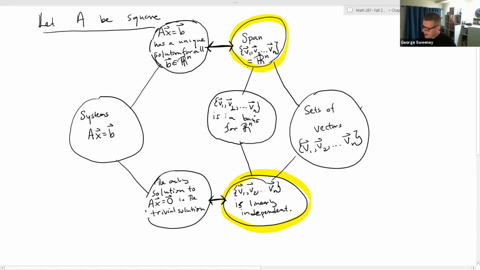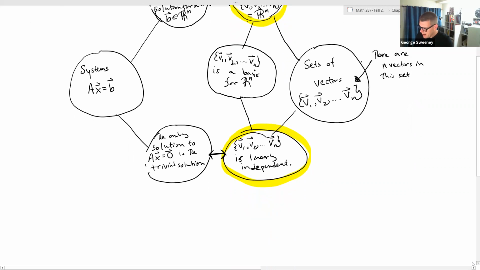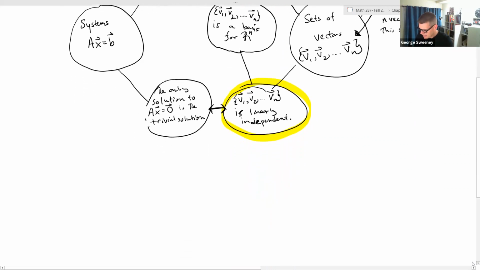I should add a little piece of information just in case it's not clear: there are n vectors in the set, hence the V1 through Vn. There are n vectors in this set, and that's actually, if you remember, really important. So now I've got another idea that I'm going to add to this.